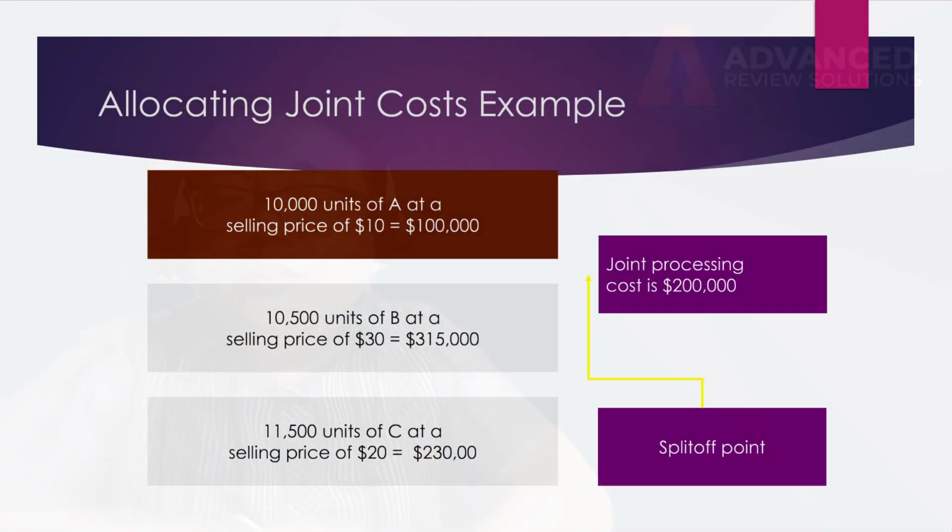So, in terms naman of allocating your joint costs, for example, you have product A of 10,000 at 10, product B of 10,500 at 30, and product C of 11,500 at 20, no? 10,000 times 10, you have 100,000; 10,500 at 30, you have 315,000; and 11,500 at 20, you have 230,000. Okay? So, how do we allocate that one? Halimbawa, you have a joint processing cost of 200,000 and it is now your split-off point. Sige, one by one tayo.